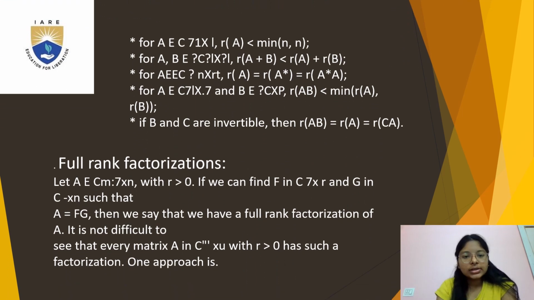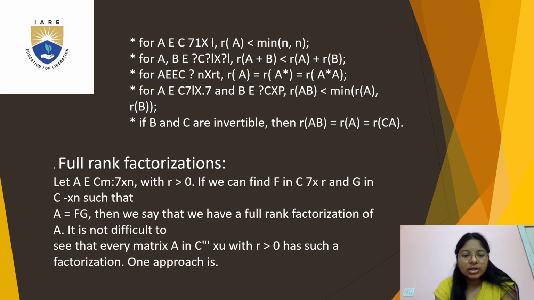Now, for A in C^(m×n), r(A) is less than or equal to min(m, n). For A, B in C^(m×n), r(A + B) is less than or equal to r(A) + r(B). For A in C^(m×n), r(A) = r(A*) = r(A*A). For A in C^(m×n) and B in C^(n×p), r(AB) is less than or equal to the minimum of r(A) and r(B). If B and C are invertible, then r(AB) = r(A) = r(CA).